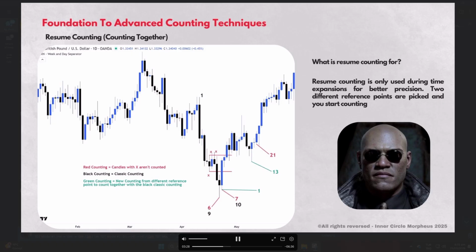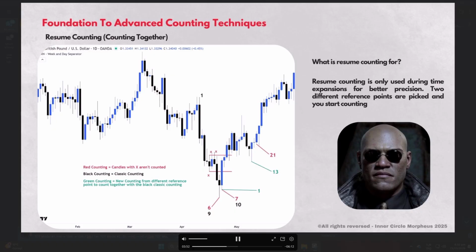Okay, so what is resume counting for, Neo? Resume counting is only used during time expansions for better precision and understanding in time dilation theory. 2 different reference points are picked and you start counting just after. This explains why our classic counting doesn't work sometimes. There's a time contraction going on here. Check the candles with X marked.